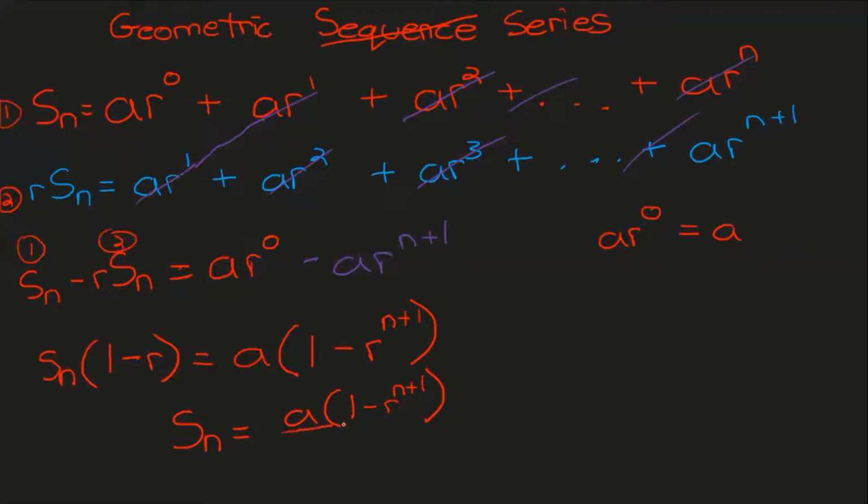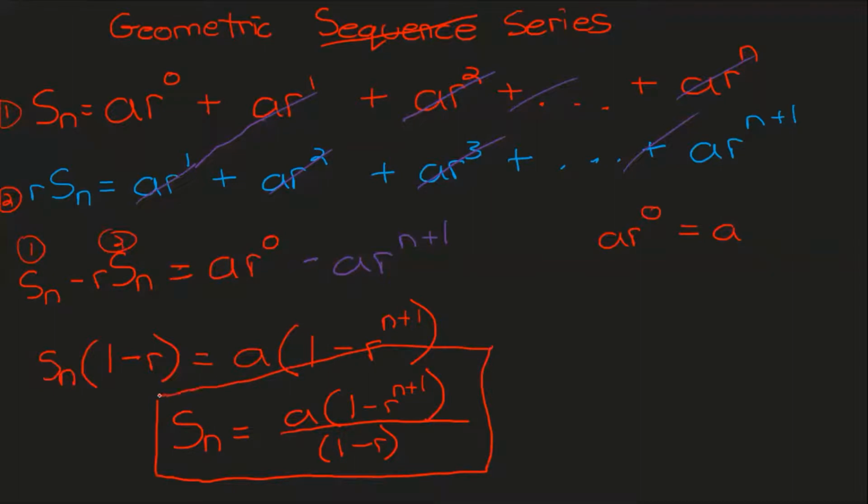All over 1 minus r. And that's it. This is going to be the formula that we are going to use when we are looking for geometric series, when we're solving for geometric series. And now we should know how to use this formula just by looking at it, right?